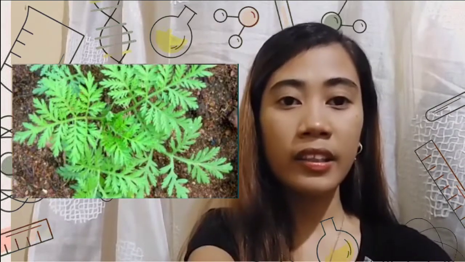Another example is artemisinin. Artemisinic acid is a compound used for anti-malarial drugs extracted from the sweet wormwood plant. Through genetic engineering, it can be synthetically produced by yeast and bacteria with sweet wormwood plant genes.